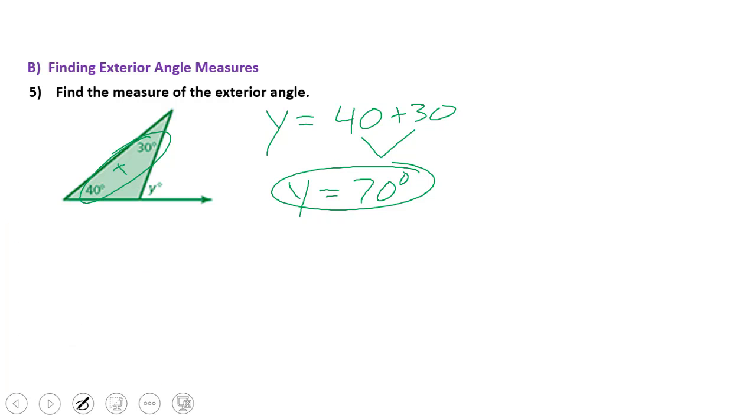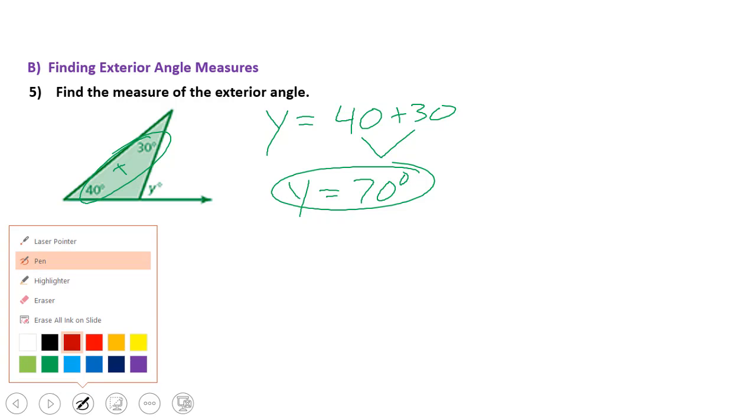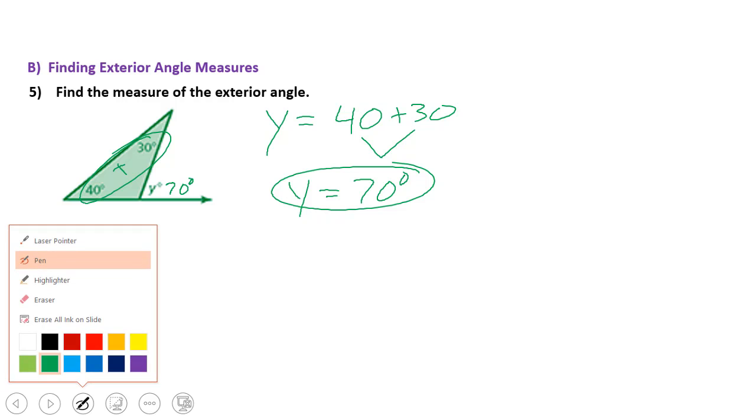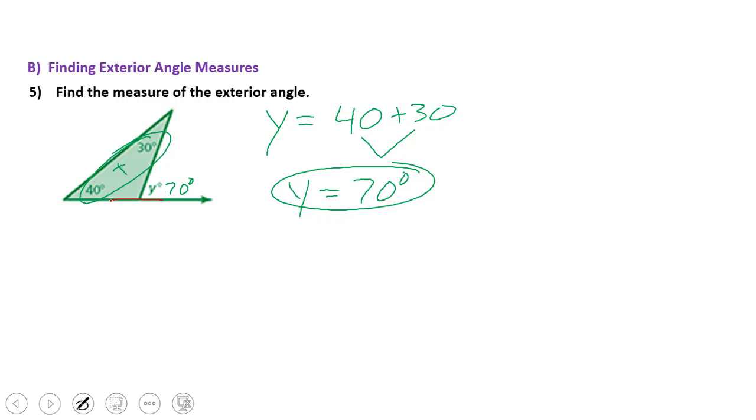Now I'm just going to use something else here real quick. If Y is 70 degrees, that angle right here is 70 degrees. What do we know about the interior angle that is right here, the one that is adjacent, the one that is supplementary to angle Y, which is 70 degrees? That's right. 180 minus 70, we know its value is 110 degrees, right there. 110.